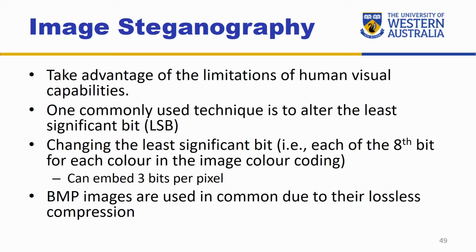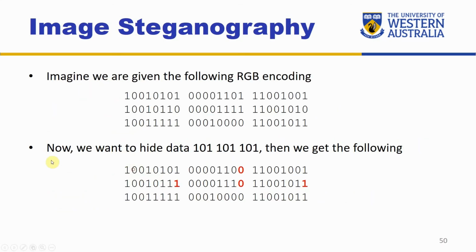And typically you will use some lossless compression so that the variations are not very visible. So here's an example of an RGB encoding at the top. Now we want to hide some data which is encoded into 101, 3 times. Then we can get the following. So here you see 1, 0, 1, 1, 0, 1, 1, 0, 1. Okay, and I have highlighted the changes that have been made in red.